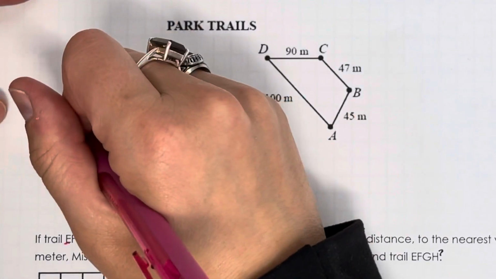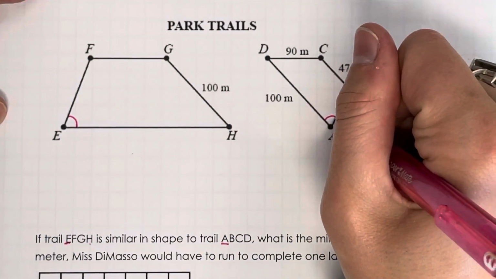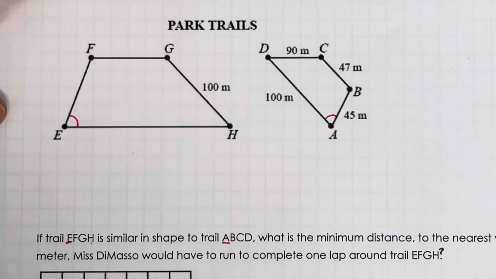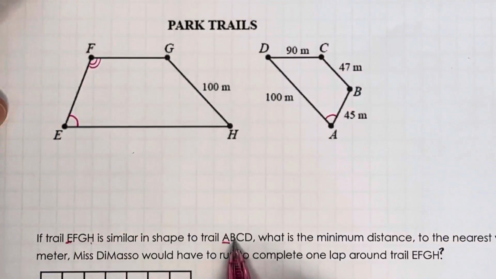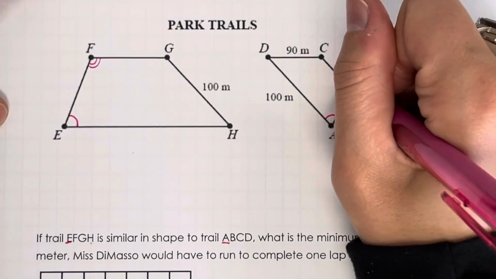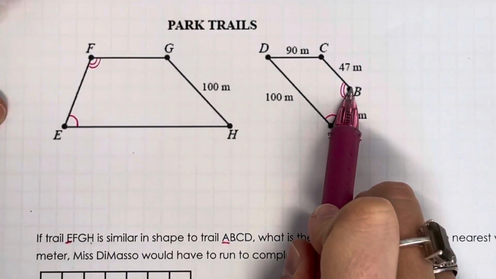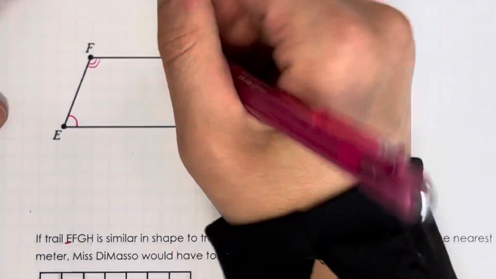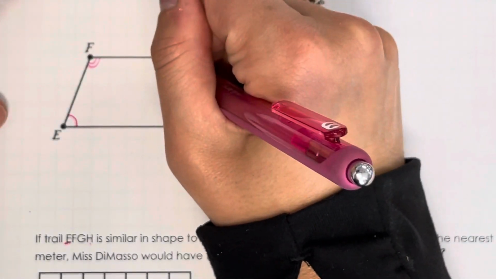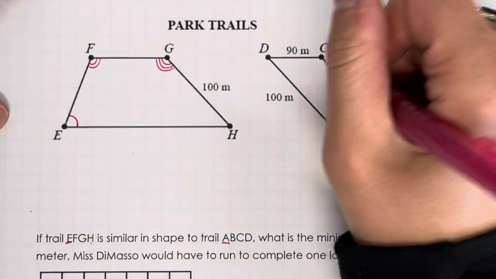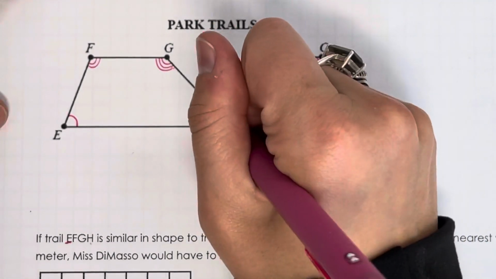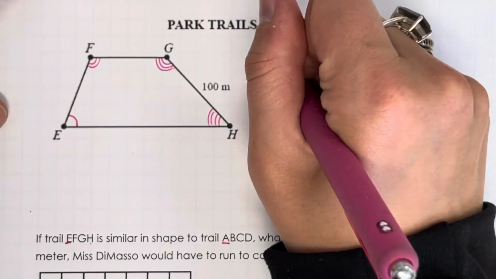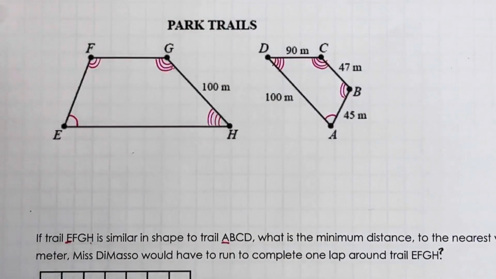So I'm going to put 1 arc mark on both of them to show that they should be in the same position. They're similar. F is my second letter, so I'm going to put 2 on F. And my second letter over here is B, so I can see that F corresponds with angle B. Angle G, I'm going to put 3 on, matches up with angle C. And then angle H and angle D get 4. And this is a great tactic because now I can see which pieces match up.